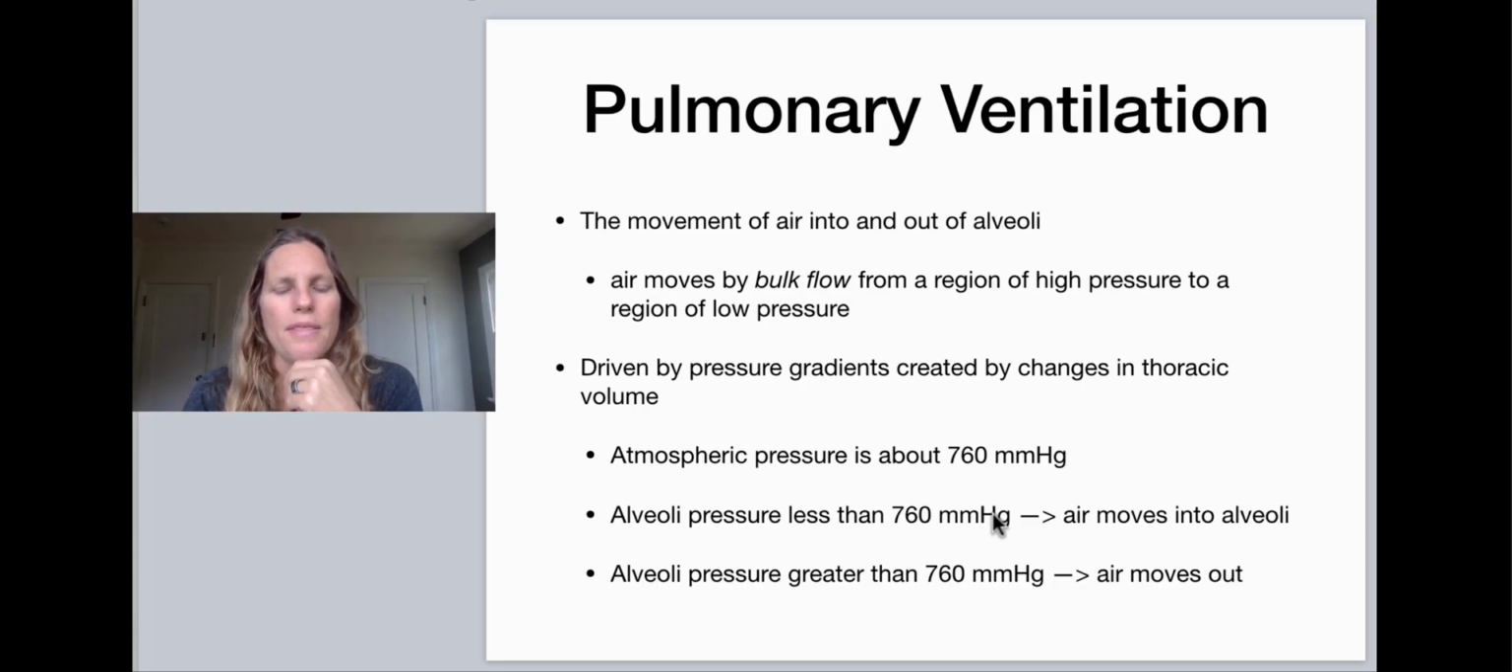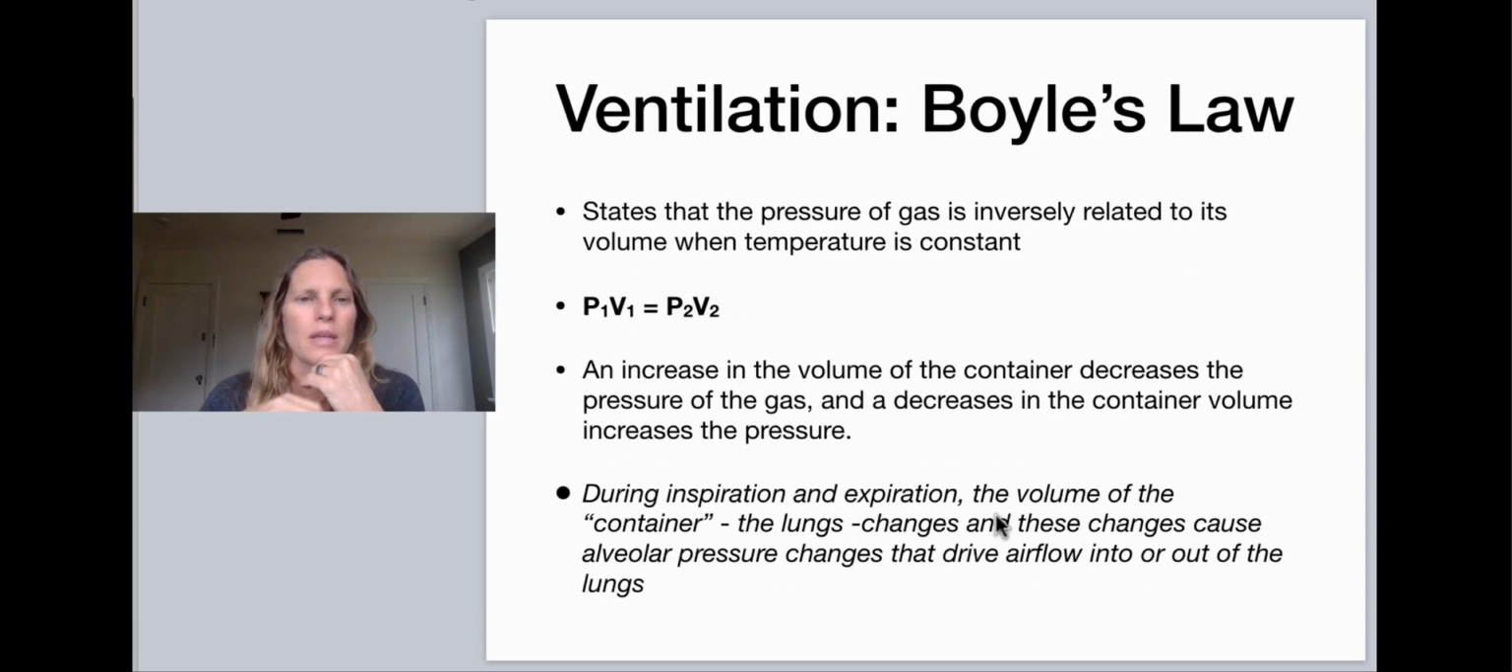Then the alveolar pressure ultimately will become greater than 760 millimeters of mercury, and that's going to cause the air to go out. So during ventilation, which is inspiration and expiration, air moves into and out of the lungs because alveolar pressure is less when air is moving in and greater when moving out.